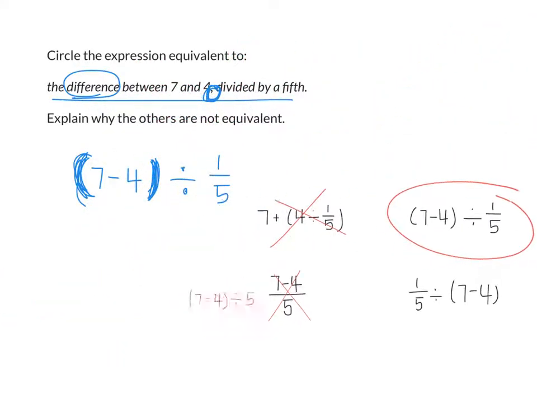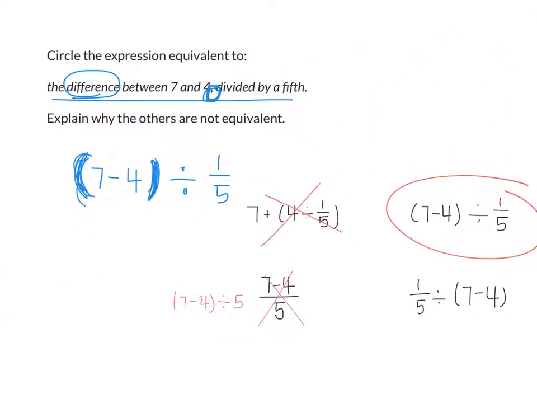What about this last one? 1/5 divided by, in parentheses, 7 minus 4. How would you say that one using word form? 1/5 divided by the difference between 7 and 4. How's that different than the words that are up there? The difference was 1/5 divided by the difference between 7 and 4, while the one we're doing is the difference between 7 and 4 divided by 1/5. In this example here, what's the whole? 1/5. What's the divisor? Okay, in this example here, what's the whole? What's the divisor? 1/5. So you can see that we swapped the whole and the divisor, so this is also not correct.